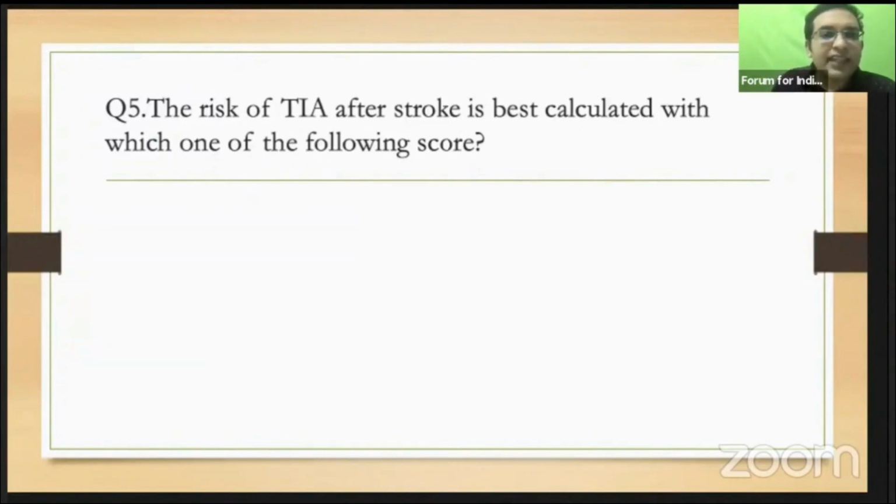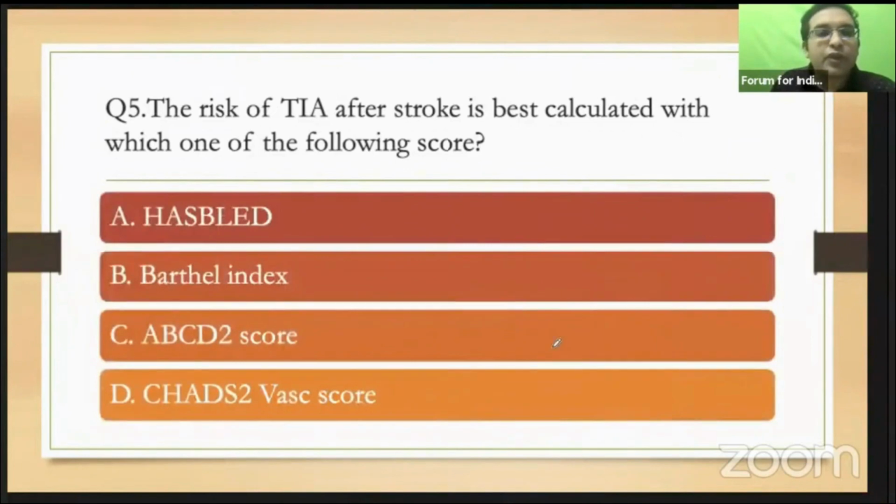So last class we had studied the CHA2DS2-VASc score. As you know, it is the scoring system to prognosticate stroke risk in a patient who already has atrial fibrillation. So my question is, can all answer this question? That is question number 5. The risk of stroke after TIA is best calculated with which one of the following scores? Can try to answer. Yes, actually there is not much confusion, but still people are going wrong. Even CHA2DS2-VASc score is used, but usually it is used mainly in case of patients with atrial fibrillation.